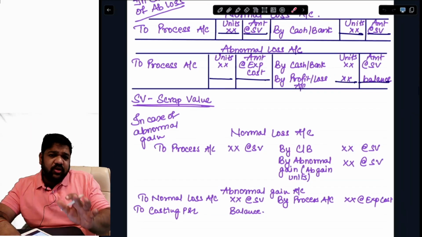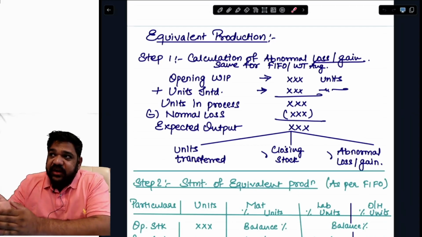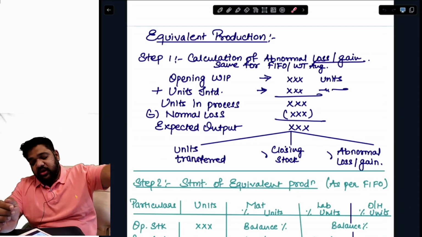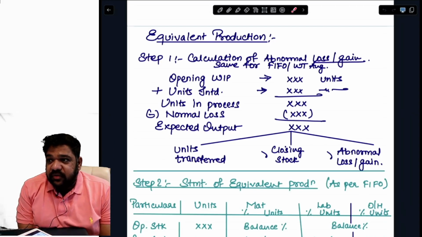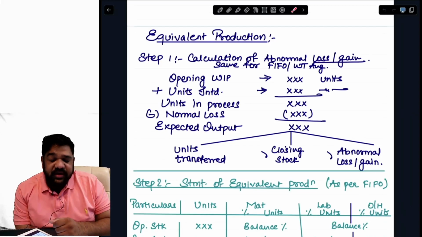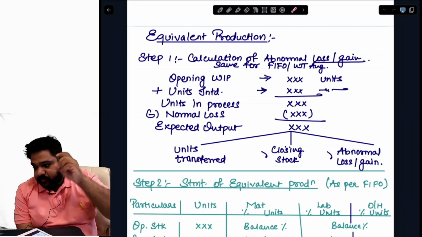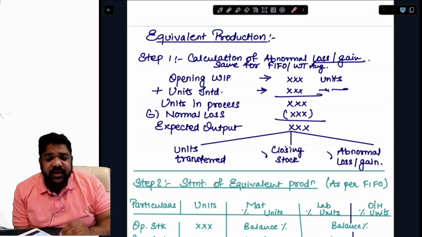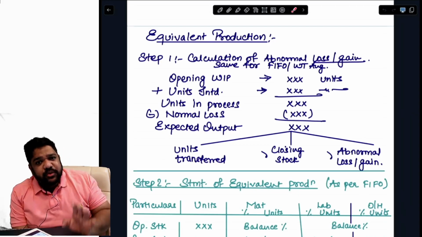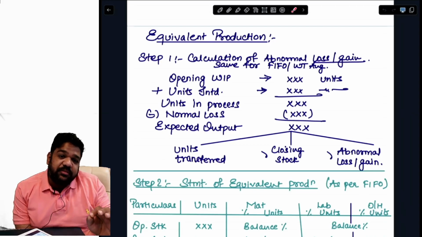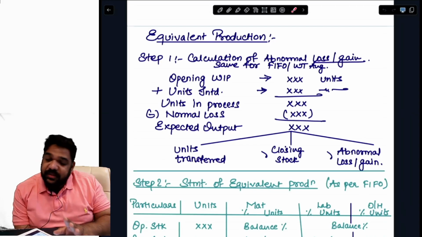Now, this is your basic process account. Then comes the equivalent production, the very interesting five-step equivalent production. We'll first talk about weighted average, and then we'll come to FIFO. When do you have to use equivalent production? Very important: equivalent production has to be used only and only when you have opening or closing WIP. If you do not have opening or closing WIP, then all of this is a waste. You will be doing a basic process account.